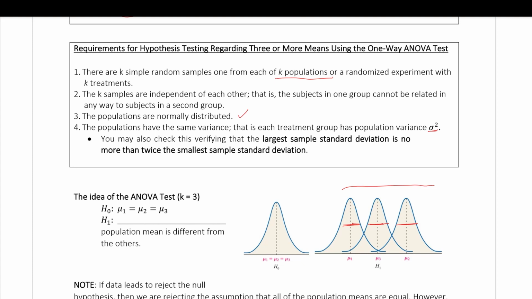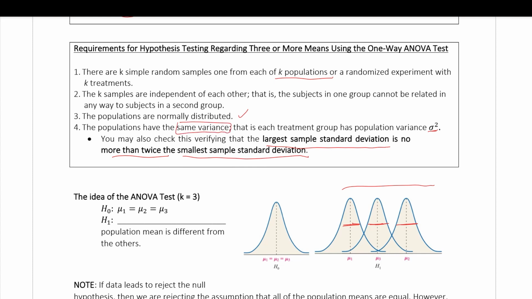Now, how do you actually verify that? Well, what you do is you take the largest sample standard deviation from those samples, and you make sure that it's not too large. And what do I mean by that? That it's not more than twice the smallest of the sample standard deviations. And that's really all we need to do in order to show that they have the same variance.